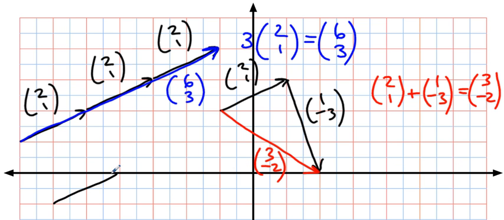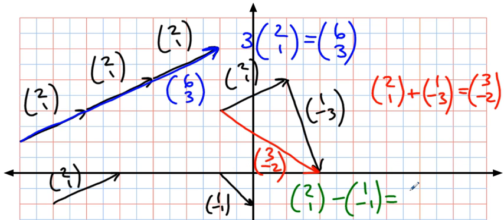Well, what about subtraction? Again, the vector 2, 1, very popular vector apparently, and the vector here, let's call this vector 1, negative 1. What if I want to subtract those vectors? What if I want 2, 1 minus 1, negative 1? You're hoping that it's 2 minus 1 and 1 minus negative 1. You're saying, oh, please, George, let this be intuitive. And it actually is.